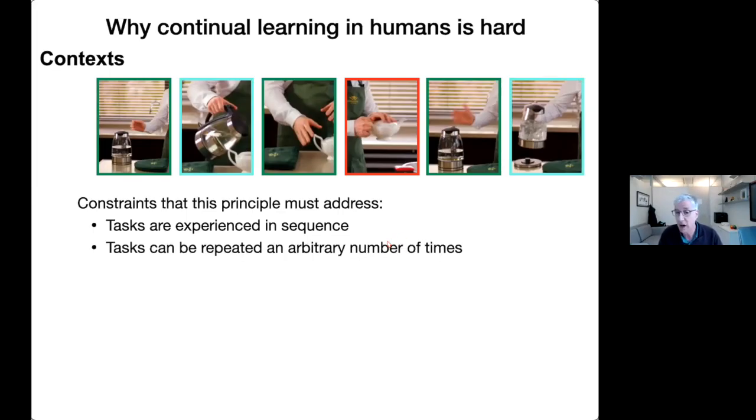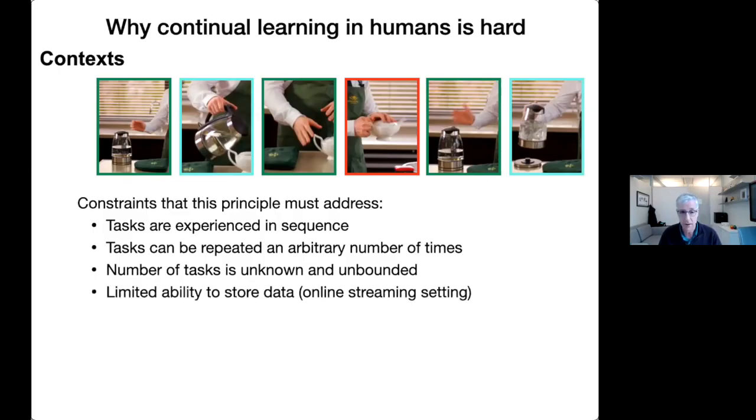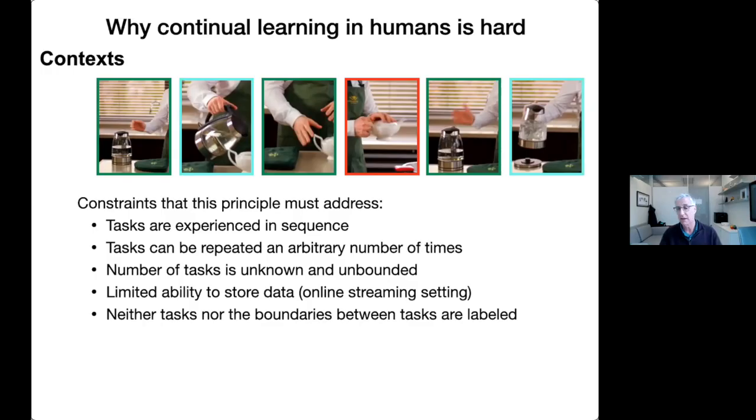Tasks can be repeated an arbitrary number of times. The number of tasks you're going to experience in your life is unknown and unbounded. You probably have a limited ability to store data to process offline. So most of what we're interested in is online streaming of data and inference. And critically, neither task nor the boundaries between tasks are labeled. So all you get is a sensorimotor experience, but you may want to break things down.